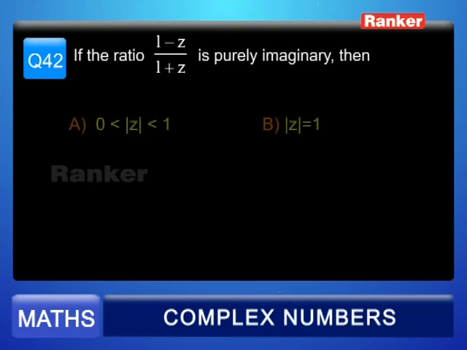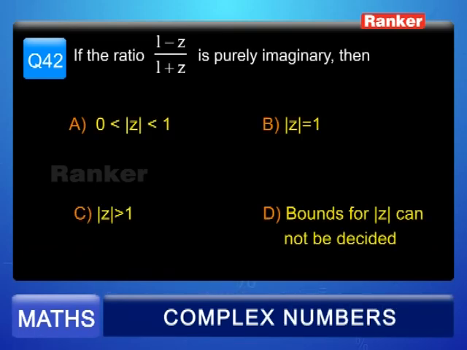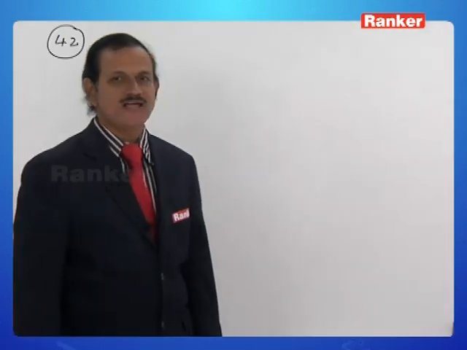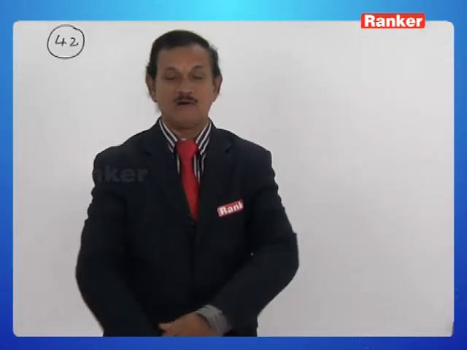The next question before us is question number 42. Let us look at the question. If the ratio (1 minus Z) by (1 plus Z) is purely imaginary, then what should happen? Option A, 0 less than mod Z less than 1. Option B, mod Z is equal to 1. Option C, mod Z must be greater than 1. Option D, bounds for mod Z cannot be decided. What is the right option? What is the right way to think of it?